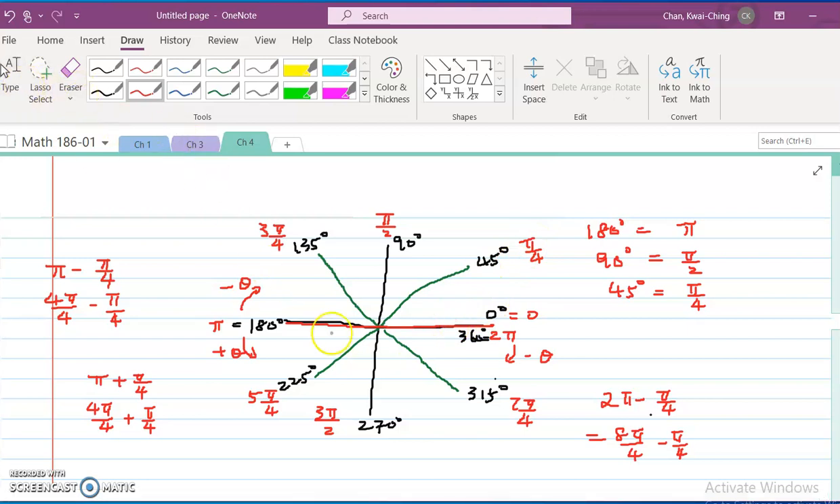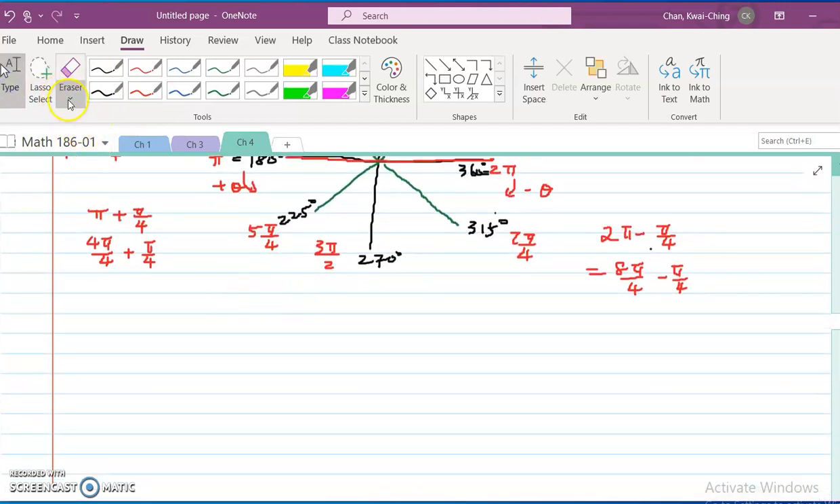So I am going to do two more. Okay, so get more space. So two more special angles, which are 60 degrees and 30 degrees.